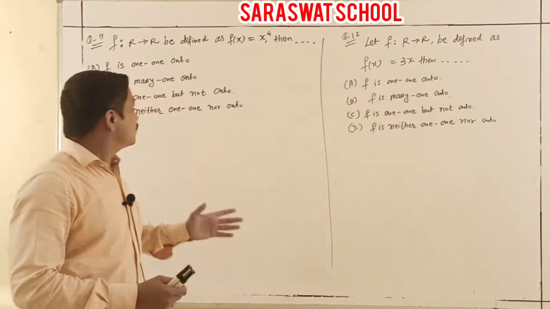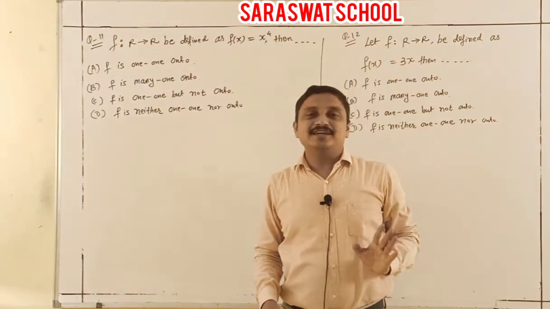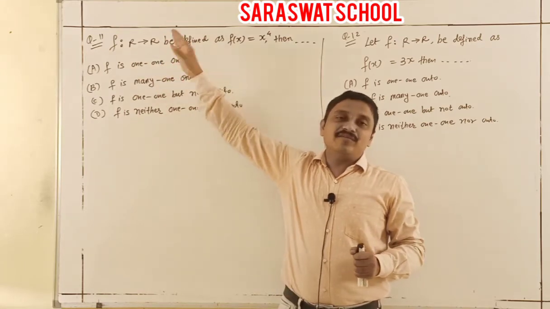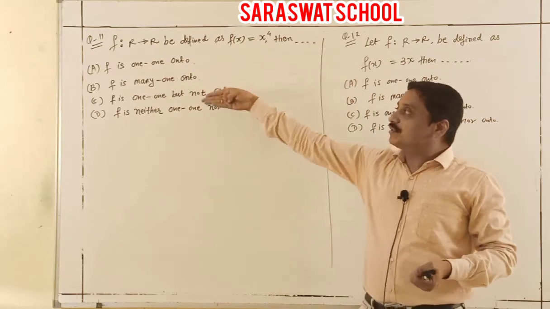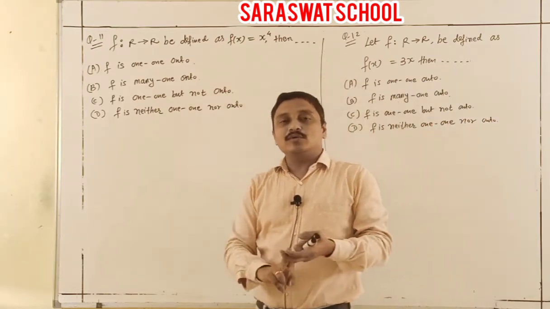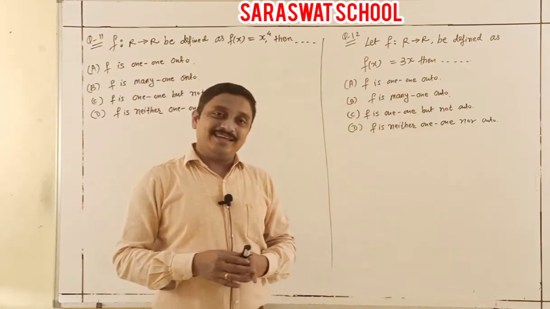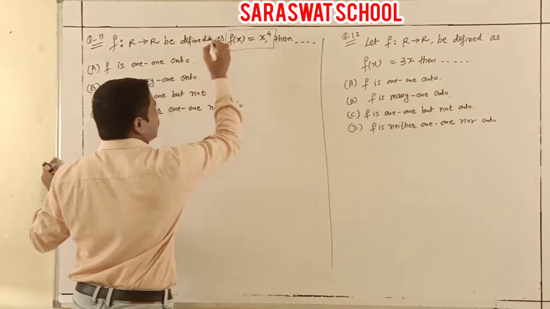Now continue, students. Our next questions are 11 and 12. Continue our exercise. It's a very easy MCQ. First of all, I am going to 11. f given R to R and f(x) given x raised to 4. And options given are: 1-1, onto, not 1-1, not onto, but not 1-1, either both. So very easy. So first of all, I go to our f(x) given x raised to 4.